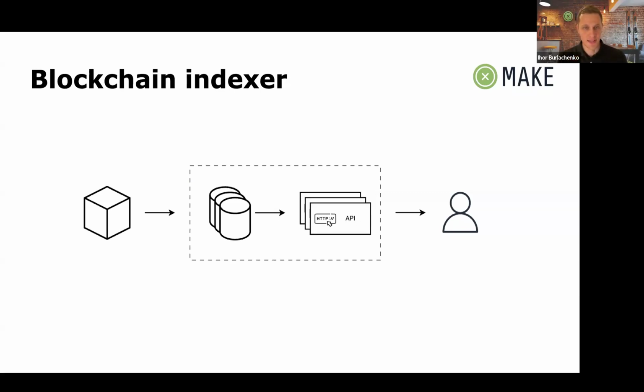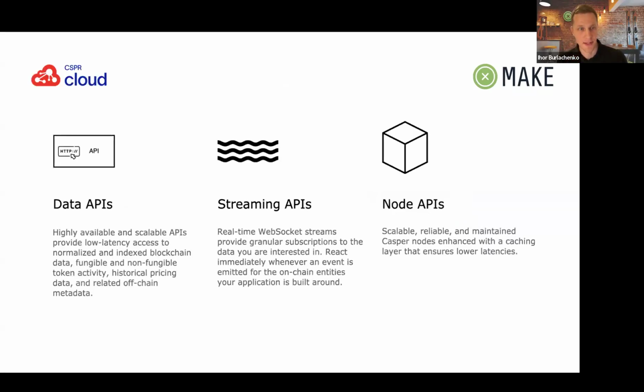So what is Casper Cloud in general, and what does it provide? It consists of three main parts. One, we have data APIs, which are REST-based, and they provide low latency access to normalized and indexed blockchain data. But not only blockchain data, we also cover user land contracts like fungible and non-fungible token activity. We fetch historical pricing data, related off-chain metadata for NFT tokens, and other data you may need.